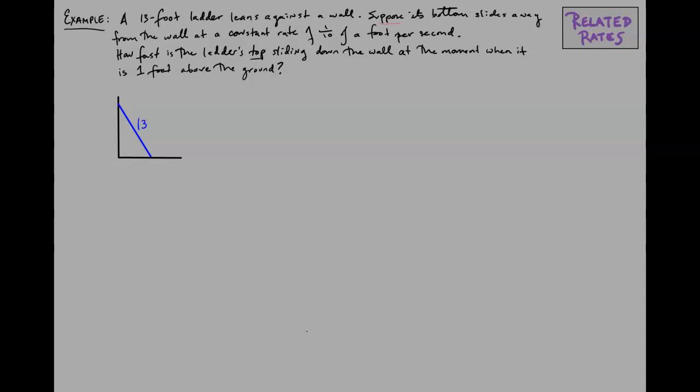And we're also told something about the bottom of the ladder, this point right here. We're told that it's sliding away from the wall, it's sliding out like this, and it's sliding out at a constant rate, namely at 1/10 of a foot every second. So I'll remind myself of that by writing down here 1/10 of a foot per second.